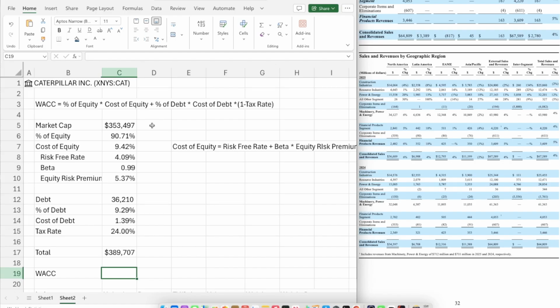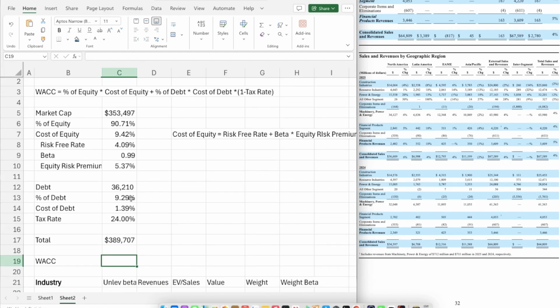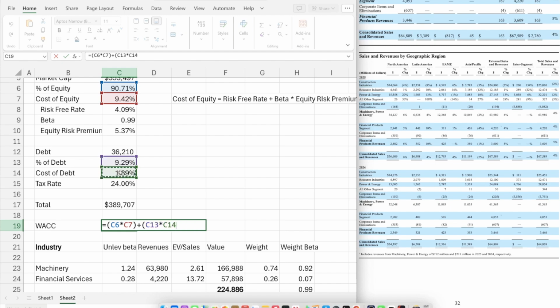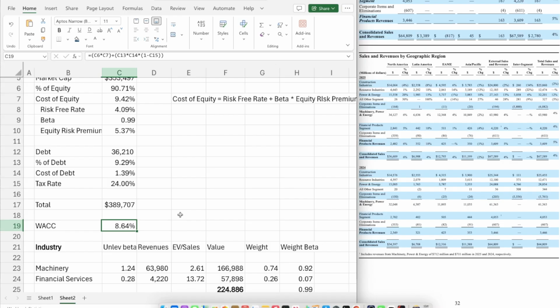We're going to use this formula: percentage of equity multiplied by your cost of equity, plus your percentage of debt multiplied by your cost of debt, multiplied by 1 minus your tax rate. Let's split it into two with brackets. Open brackets, percentage of equity multiplied by your cost of equity, close brackets, plus, open new brackets, percentage of debt multiplied by your cost of debt, multiplied by 1 minus your tax rate, close brackets, and we have a WACC of 8.64%.